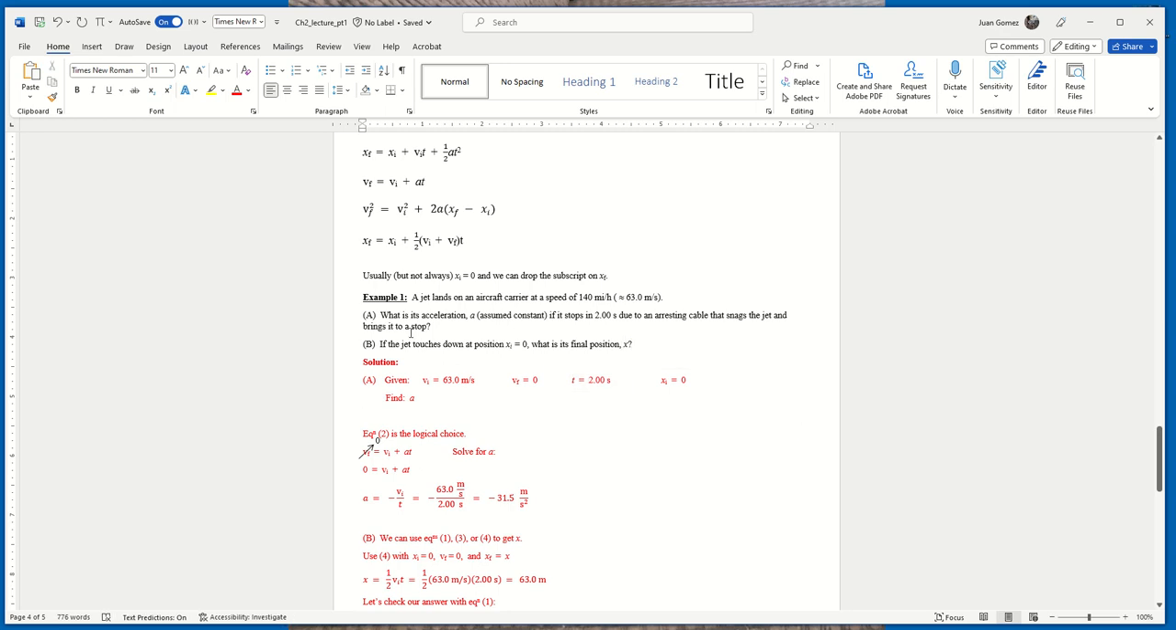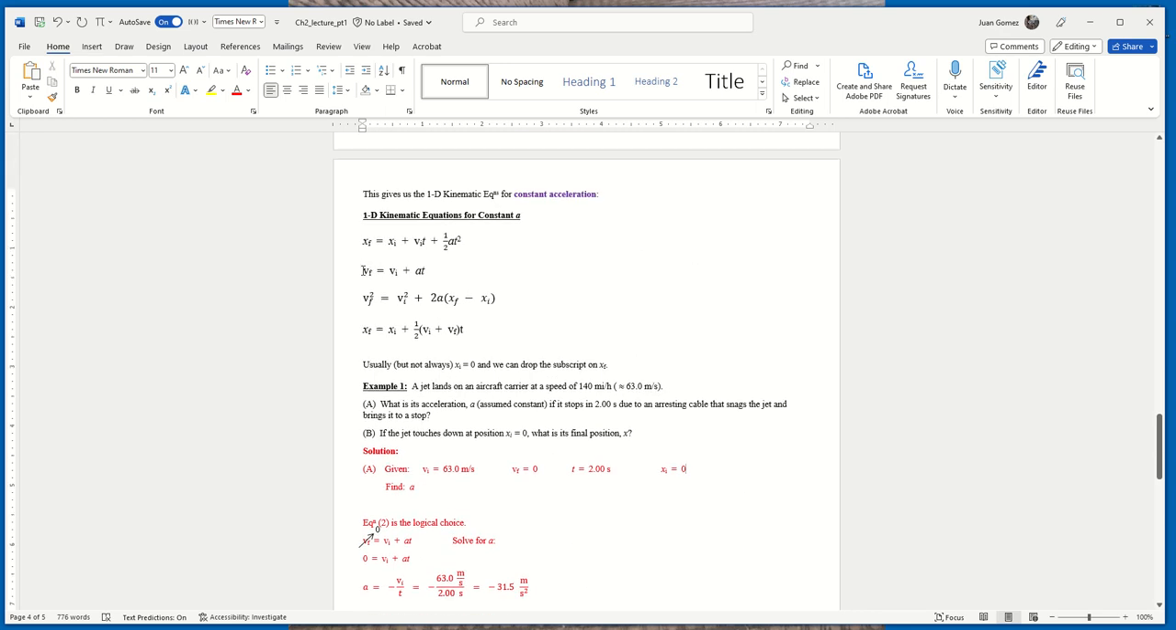And again, in this case, at the instant it lands on the aircraft carrier, we set that initial position equal to 0. Because essentially, think of a football field. It doesn't matter whether a player runs from the 25-yard line to the 50-yard line, they've gone 25 yards. Or if they go from the goal line, from 0 to the 25-yard line, they still traveled 25 yards. So again, in most cases we can just set xi equal to 0. All right, so we know vi, we know vf, and we know t.